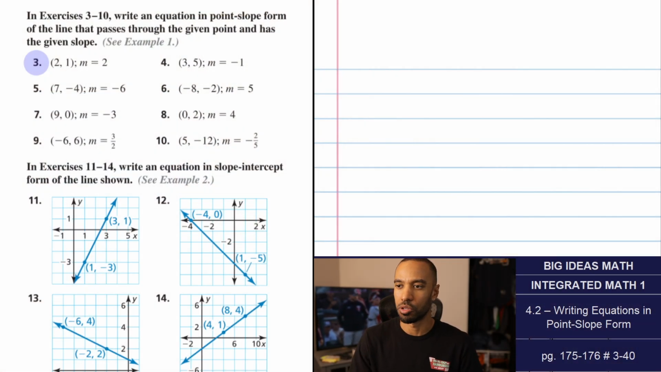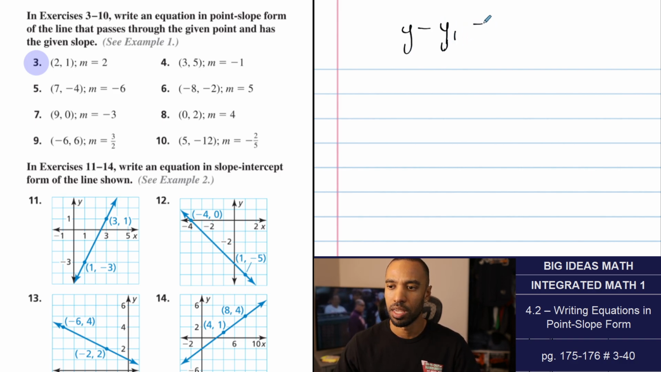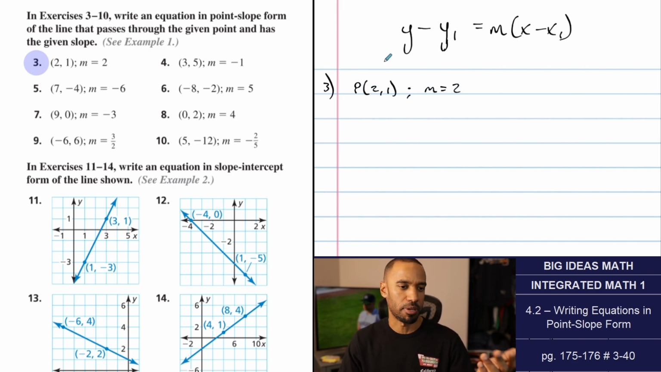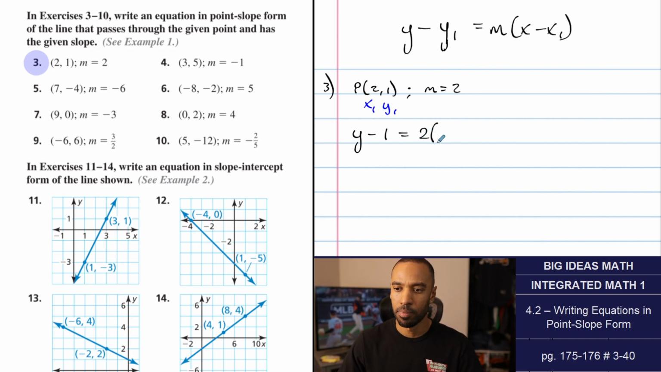We have questions number 3 through 10, where it says write an equation in point slope form of the line that passes through the given point and has the given slope. So these are as direct as you can get. Once again, your point slope formula looks like y minus y1 equals m times the quantity x minus x1. So on number 3, we have a point that we're going through that's 2, 1, and your slope is 2. I'm used to writing P for point. I know they didn't do that. So this is y minus, this is our y1 right here, and our x1, and there's our slope. So y minus y1 equals m times x minus x1. Straight up, there's your formula.